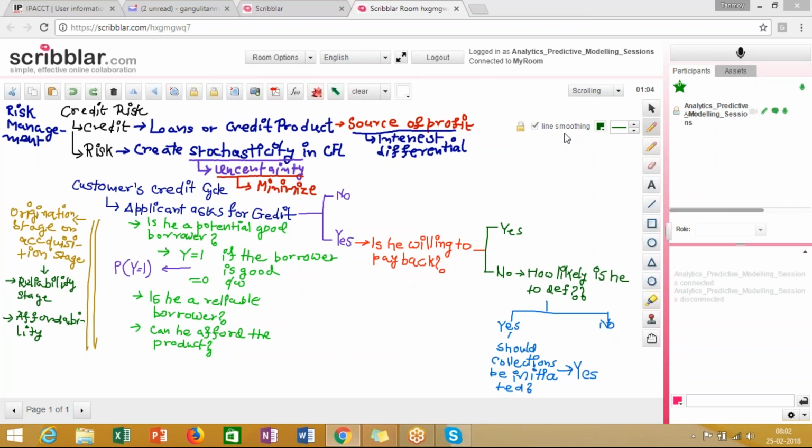Okay, so the next part is where we start talking about the behavioral stage. Is a borrower willing to pay back the loan or not? At this stage we try to judge the willingness of the borrower to pay back the credit. So what are the questions that a bank would actually ask at this stage?